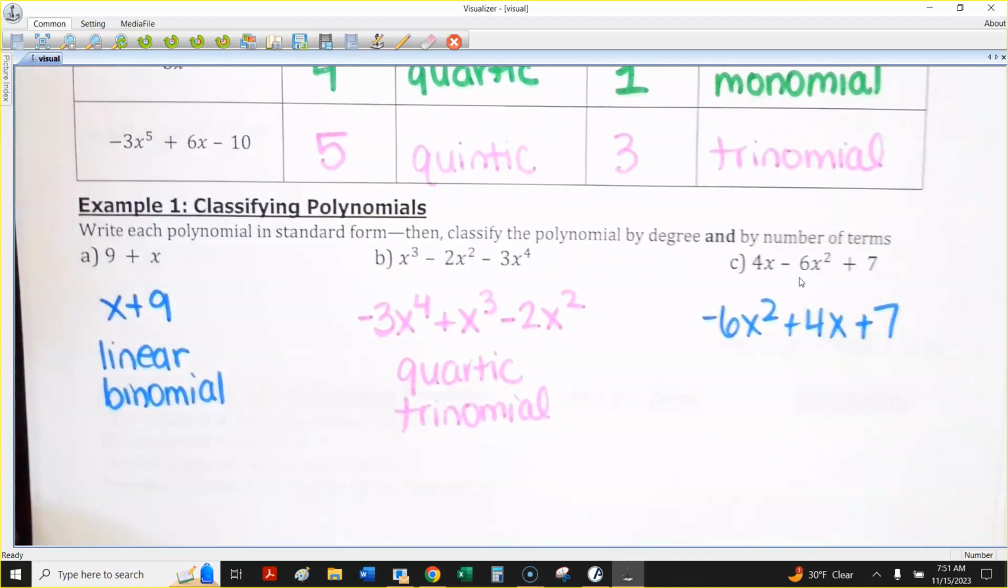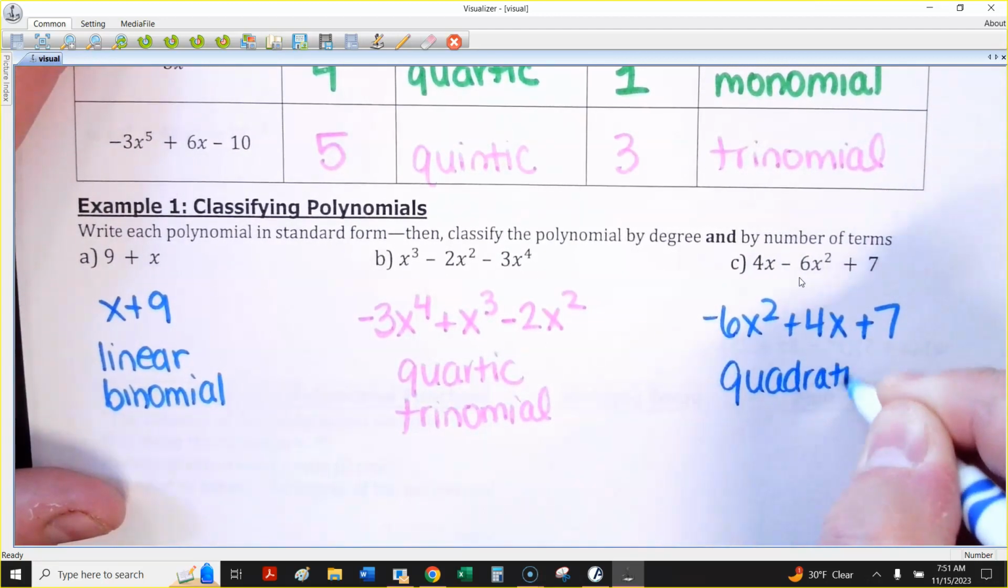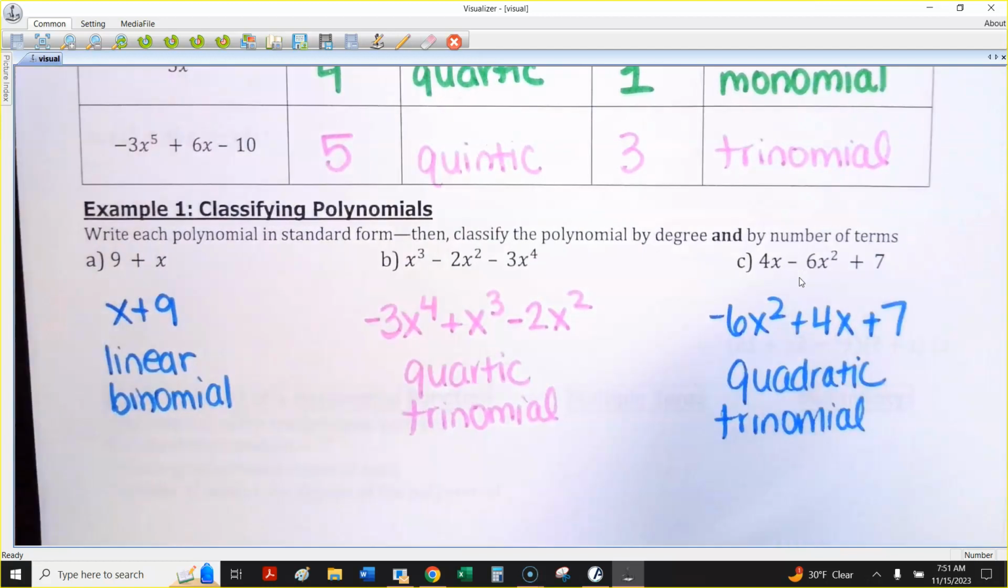Carter, what do you think? Perfect. Quadratic, because you've got x squared, and then trinomial. Is anybody having a question?